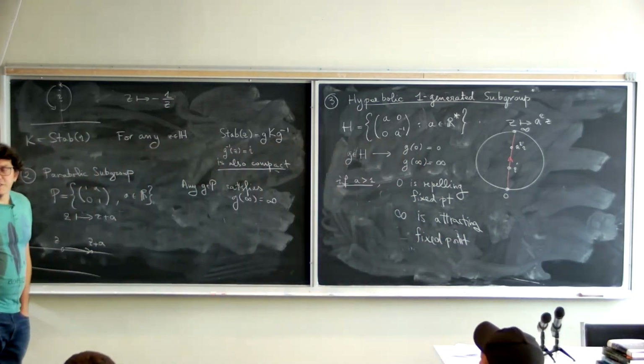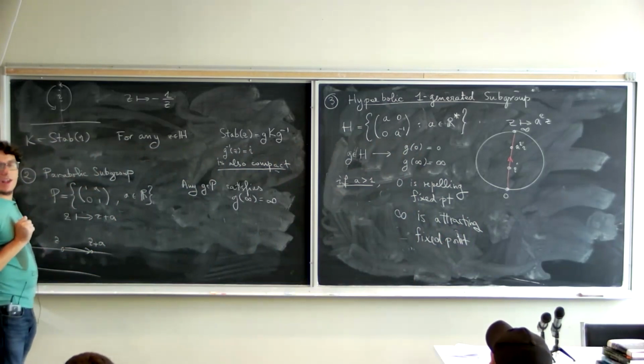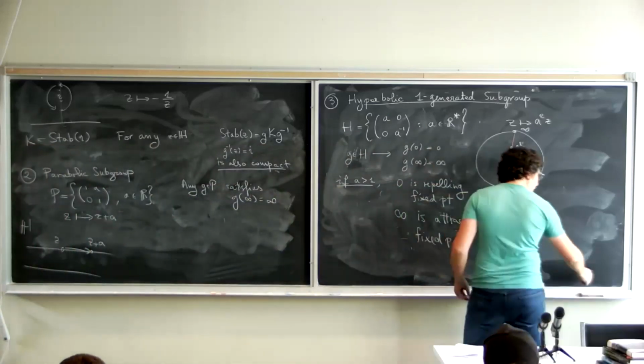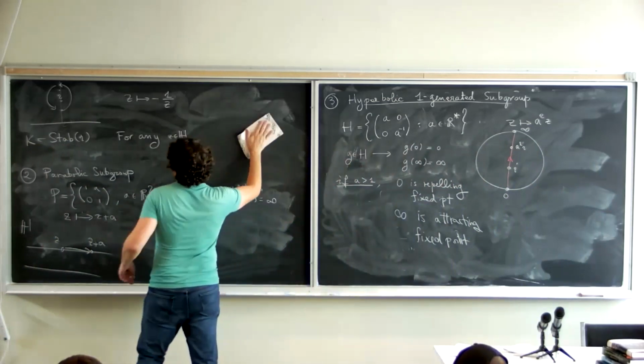By the way, are these the only groups that fix a finite subset of points in the boundary of the hyperbolic plane? So it's a good question.